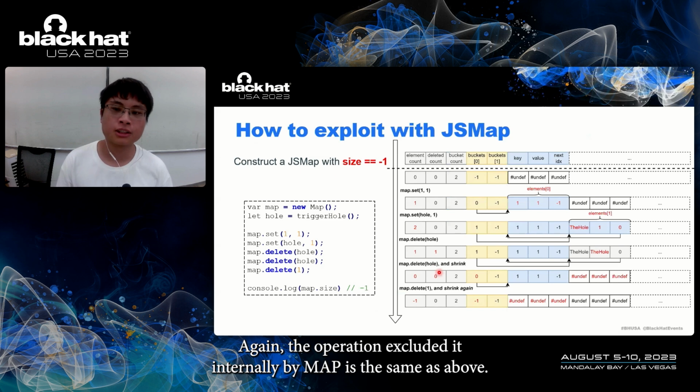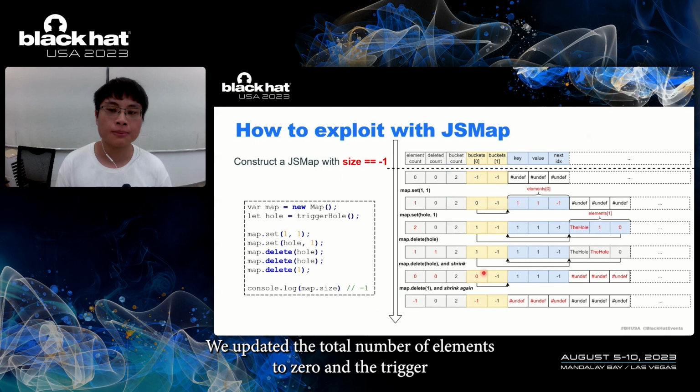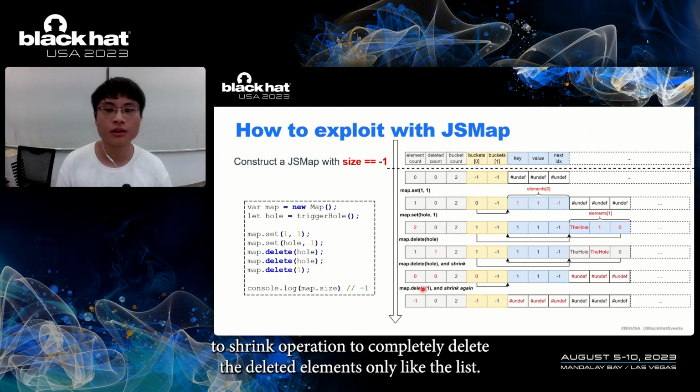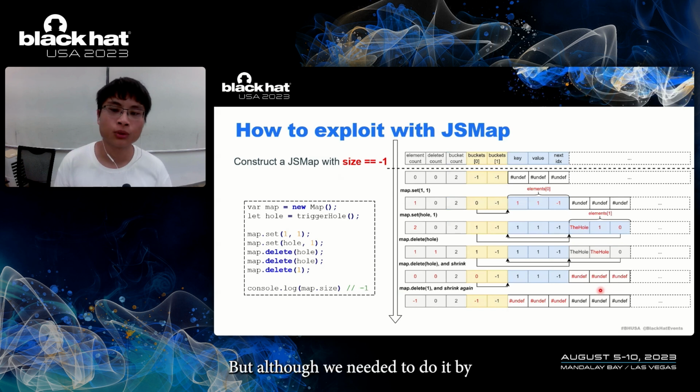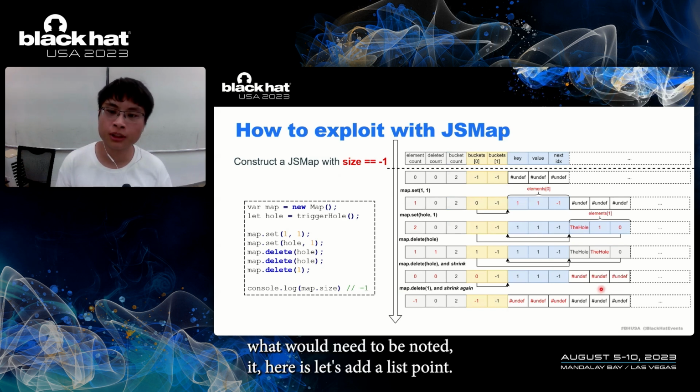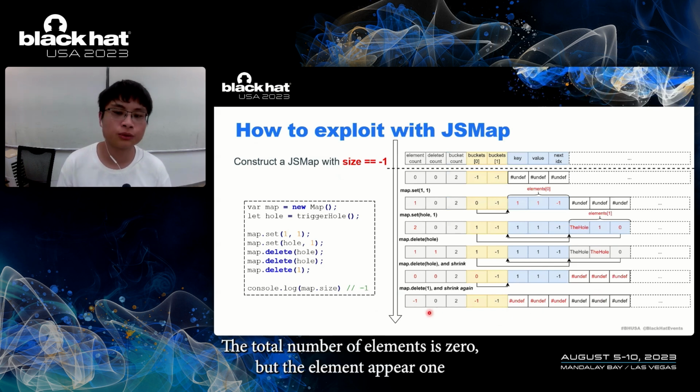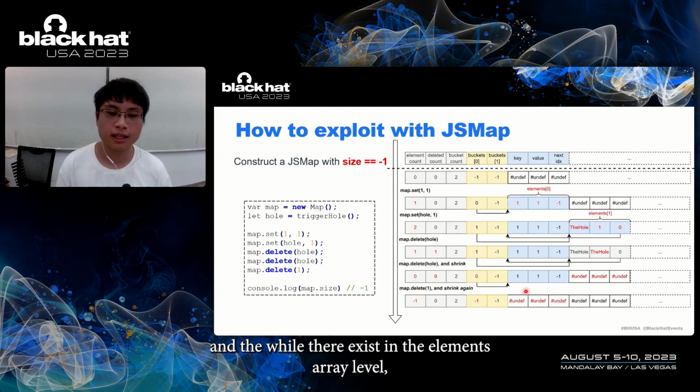The operation executed internally by the Map is the same as above. It will update the total number of elements to 0 and trigger the shrink operation to completely delete the deleted elements on the linked list. But what we need to note here is that at this point, the total number of elements is 0, but the element pair 1 and 1 still exist in the element array.